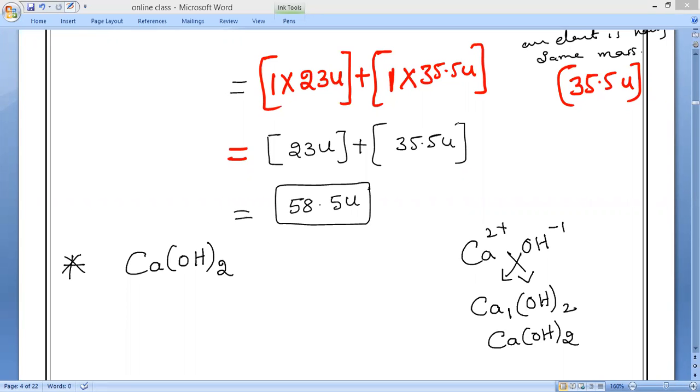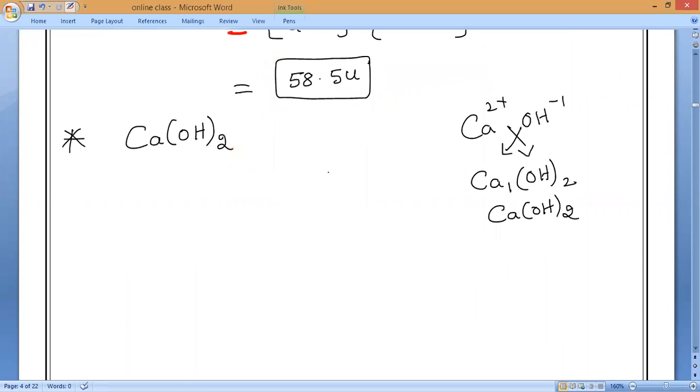Can you tell me the formula for the atomic mass? First you have to apply the formula. So for the first ion, what element is present here? Calcium. What is the number of atoms? One. One into, what is the calcium atomic mass? 40. Calcium atomic mass is 40 U.